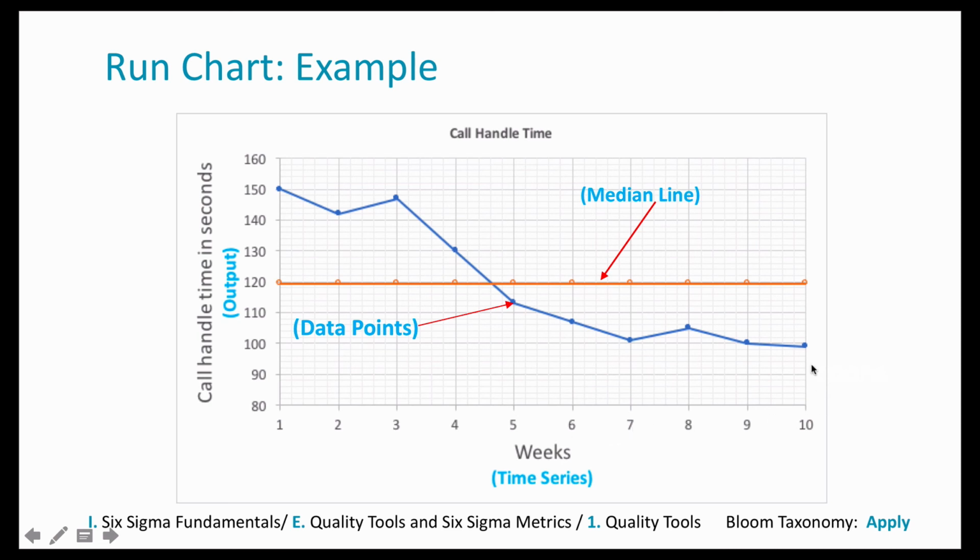Then, in the middle, notice the red median line, which is what you will use to find a shift. In the next lecture, we will complete a run chart in Excel.